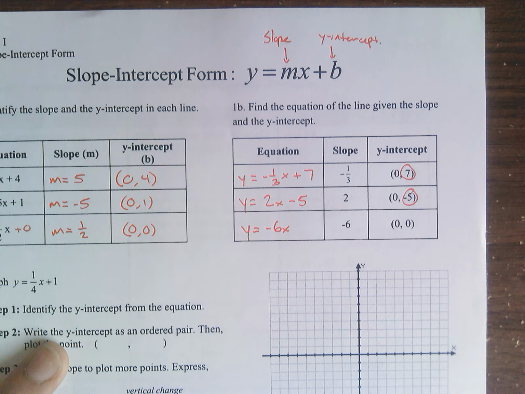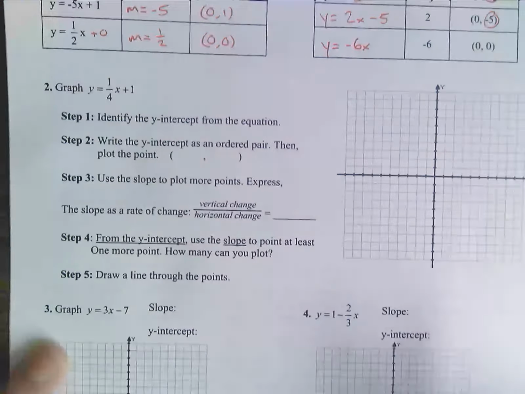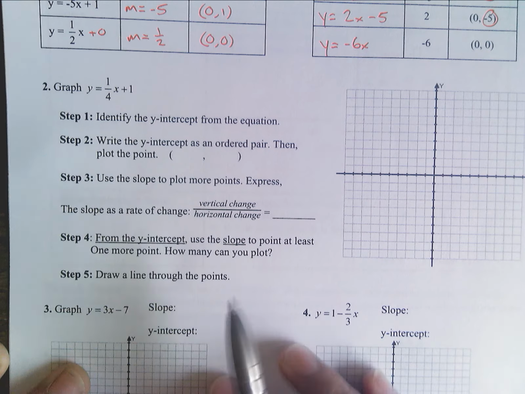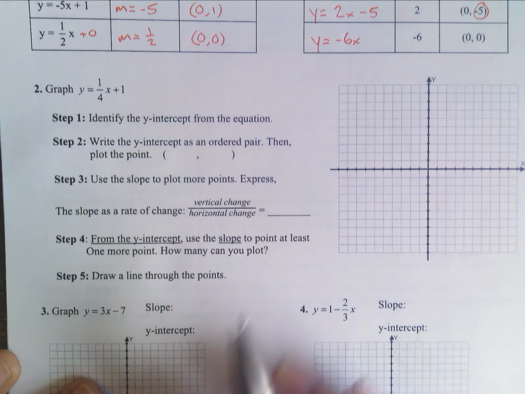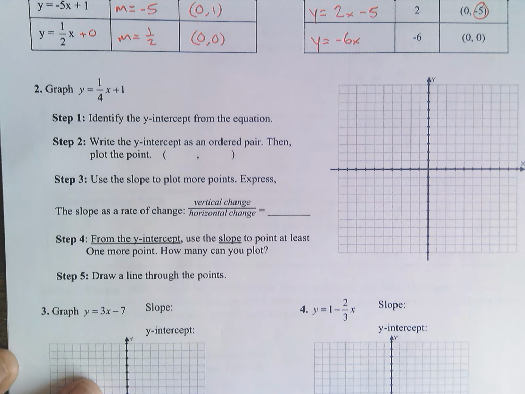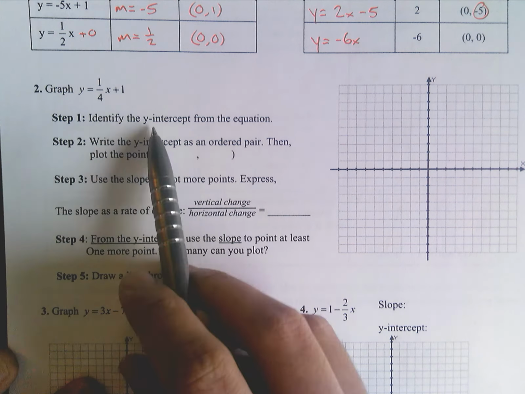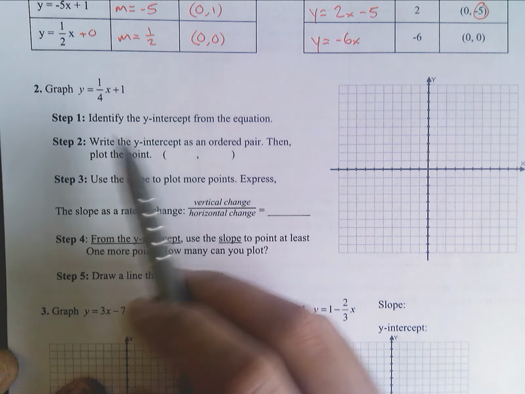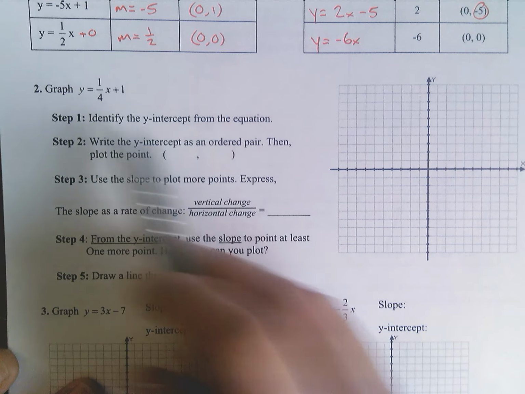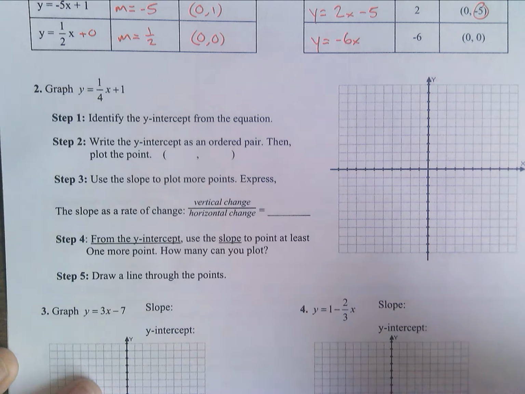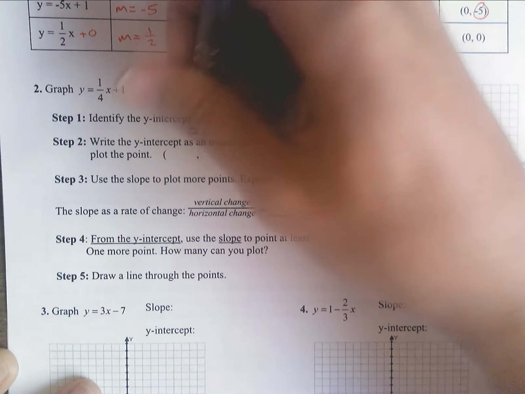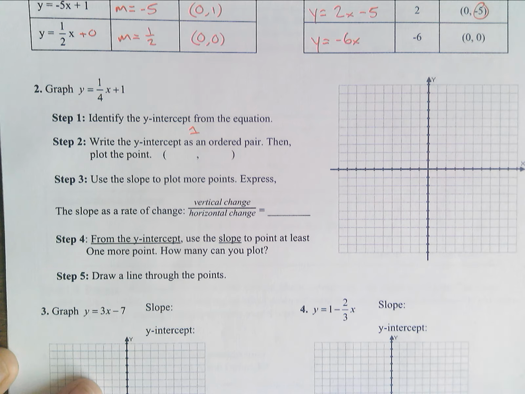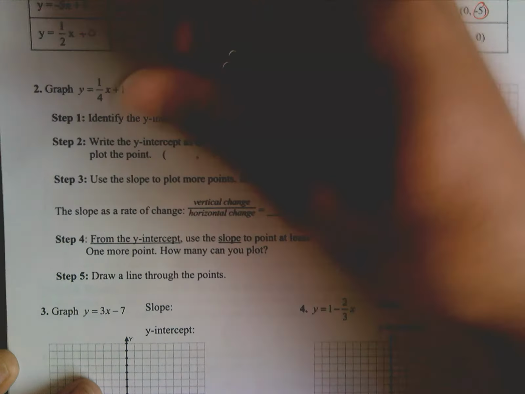All right, let's go ahead and graph lines in slope-intercept form. So let's start off with this first one. We have y equals 1/4 x plus 1. I really like graphing lines in slope-intercept form. I find it really easy to graph them. So let's start off with identifying the y-intercept. Well, the y-intercept in y equals mx plus b is our b. That's that number tacked on at the end. So our y-intercept is 1. As an ordered pair, our y-intercept is (0, 1).